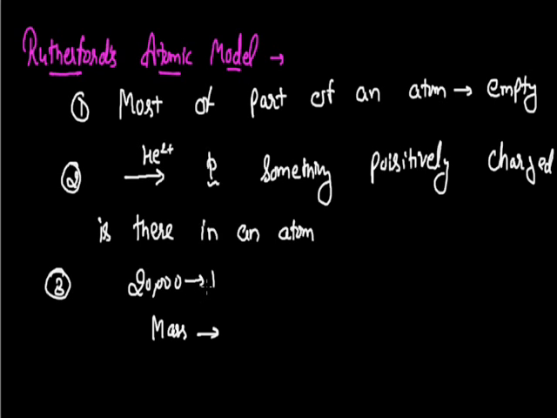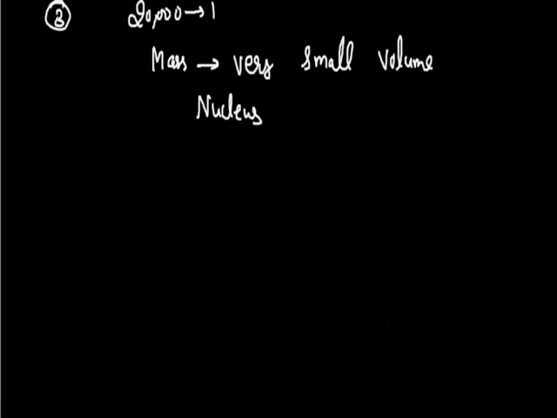When this very small place, which has all the mass of an atom, collides with the alpha particle, it makes the alpha particle bounce back. So next he concluded that the mass of an atom is concentrated in a very small place, and this very small volume where the total mass was considered concentrated was termed as the nucleus. So Rutherford was the first one who introduced the term nucleus.